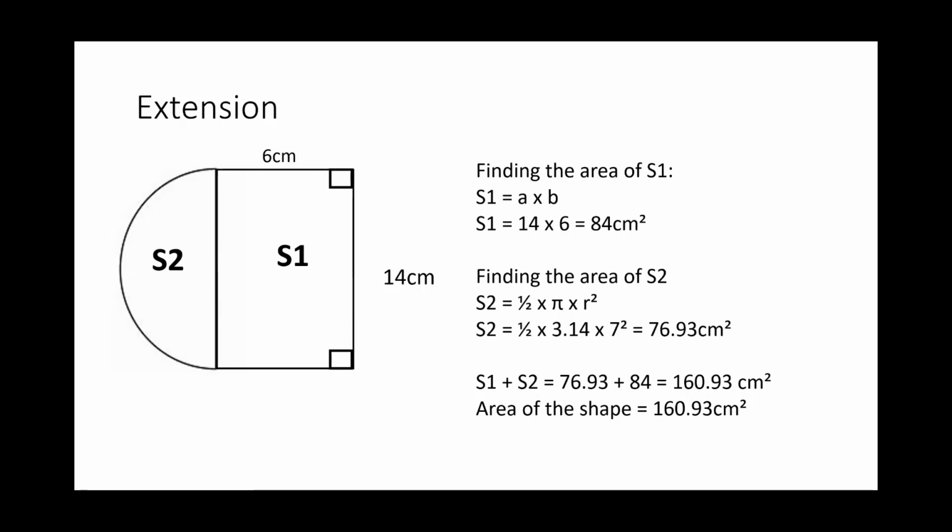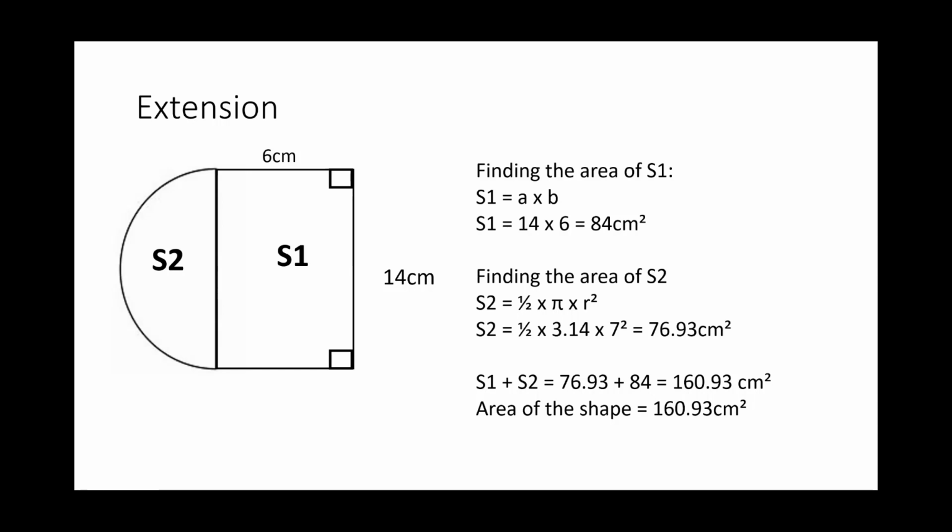So first up, S1, or the rectangle. The formula to finding the area of a rectangle is A times B, or length times width. So you will need to multiply 14 by 6, and you will have 84 centimeters squared, and that's the area for the rectangle. We will now look for the area of S2, the semicircle.